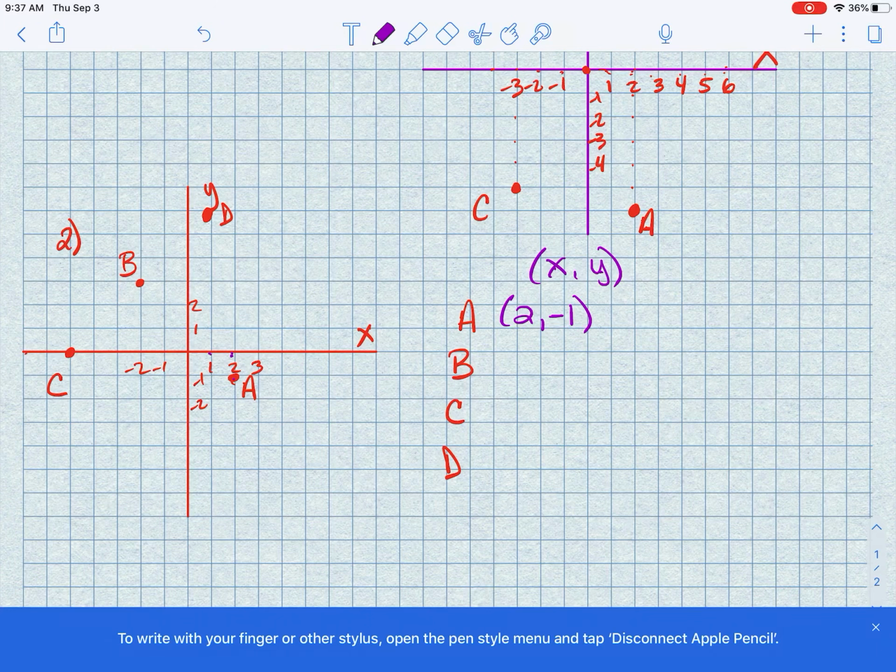My B, where's B? B would be negative 1, 2, so we're here. Okay, so we go back 1, 2, so negative 2. And my X, we went up 1, 2, 3, so negative 2, 3. My C, what's my X value? 1, 2, 3, 4, 5. There's my X. Now, did we go up and down at all? Nope. So we're at 0 for our Y. Now, I want you to try D on your own.